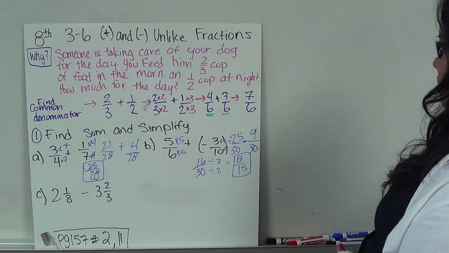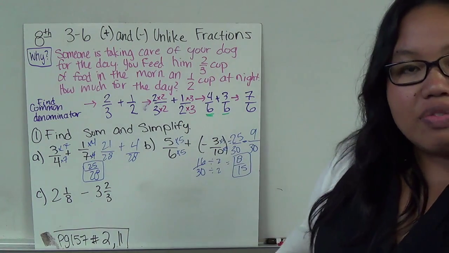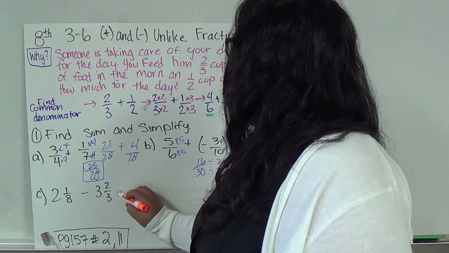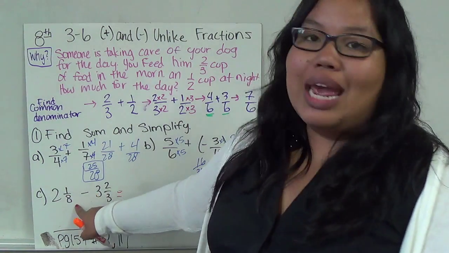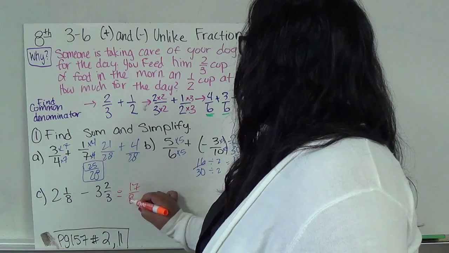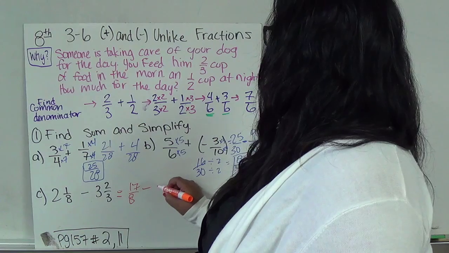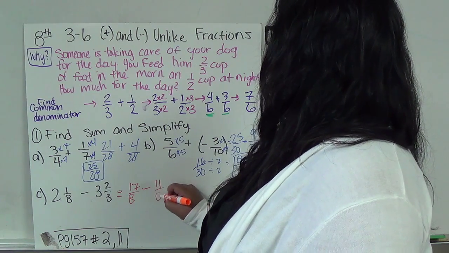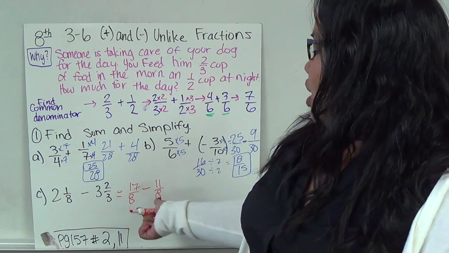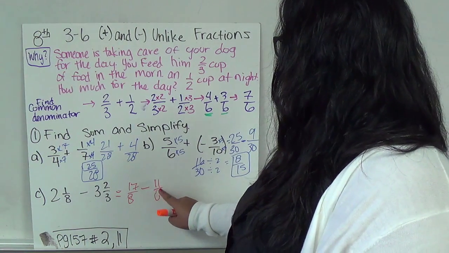All right. And then the last one is mixed fractions. So I have to make sure to make it into an improper fraction. So I take 2 times 8, which is 16, and I add the top, which is 1. So 17 over 8. And then minus 3, 3 times 3 is 9 plus 2 is 11 over 8. Now, I could find the common denominator first and then do this, or I can do this first. It doesn't matter which order. Oh, this is supposed to be 3.